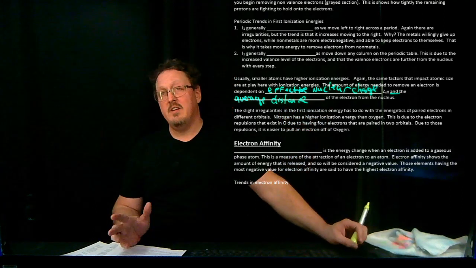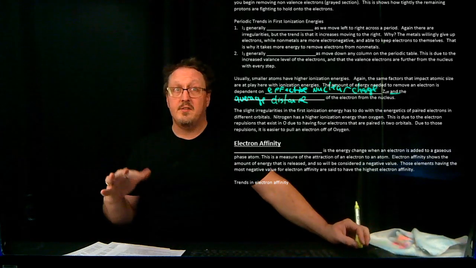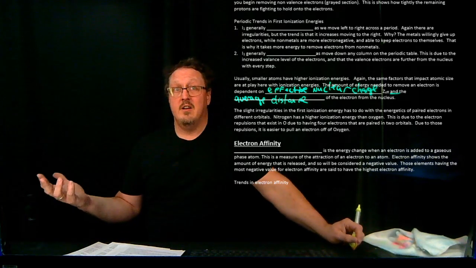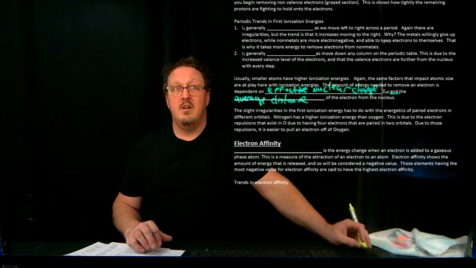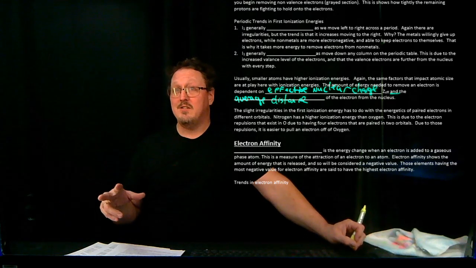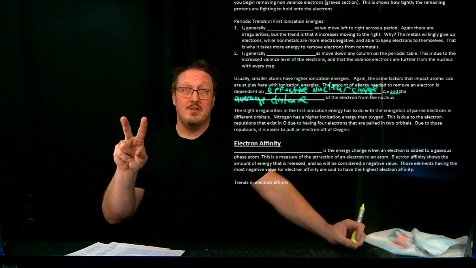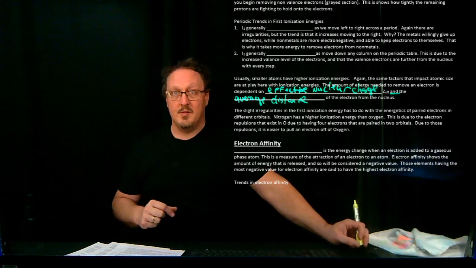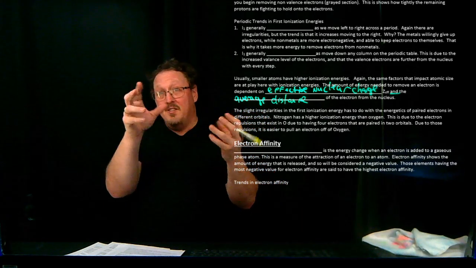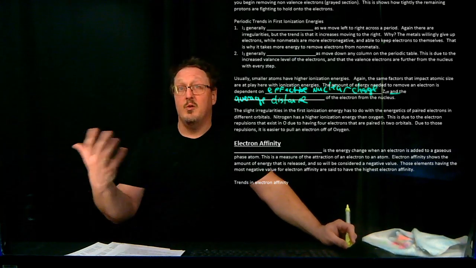Now, the slight irregularities that we witness in the first ionization energy are due to the energetics of having paired electrons in different orbitals. Nitrogen has a higher ionization energy than oxygen does. That's due to the electron repulsions that exist in an oxygen atom, which has 4 electrons in the p orbitals with 2 of them paired in one suborbital, while nitrogen has no paired electrons in its p orbitals. Because more electrons are jammed into a smaller space, oxygen is more willing to give away electrons than a nitrogen atom is.